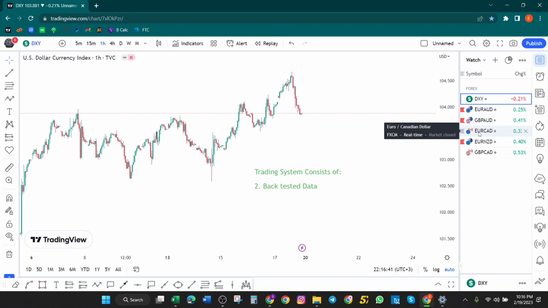Now the second part of developing a trading system is the backtested data or backtesting.